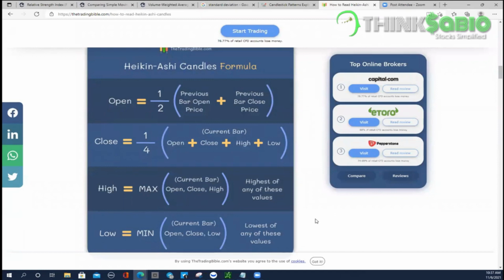But the point is that Heikin Ashi will basically smoothen the candle pattern and show you the trend only if there is a trend, right?